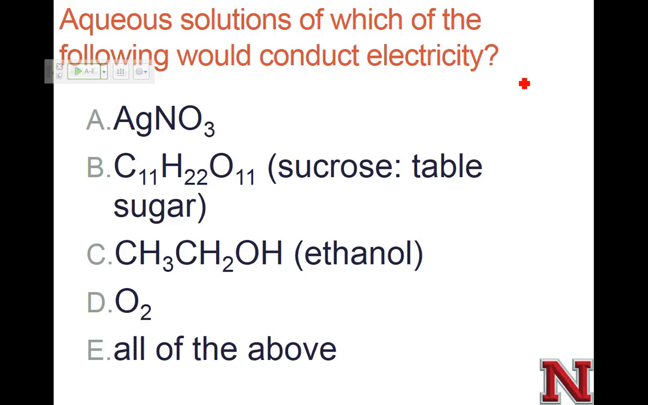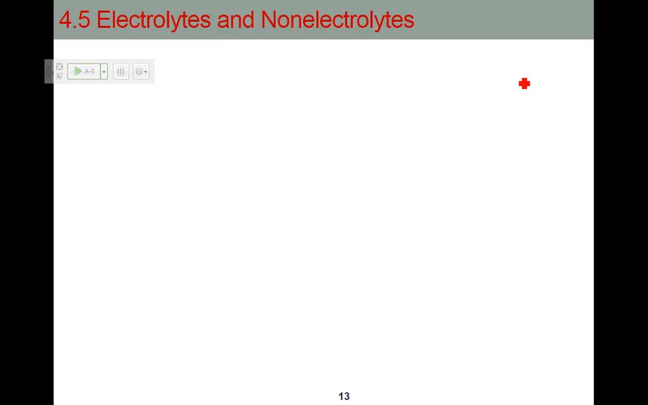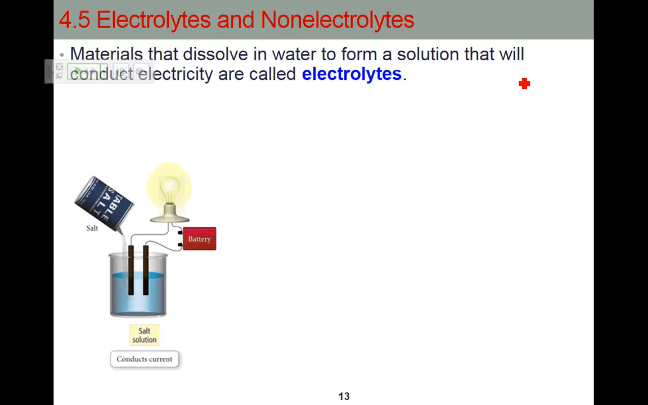So for a solution to conduct electricity, we need ions. If I took pure water and I dissolved sugar in it, it also would not conduct electricity. So we're going to look at that. Solutions that conduct electricity, we call those electrolytes. That makes sense. If we take pure water and we dissolve salt in it, we can in fact conduct electricity.